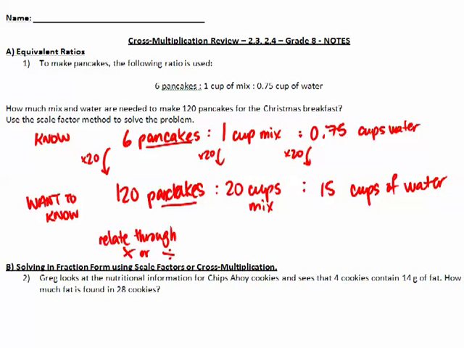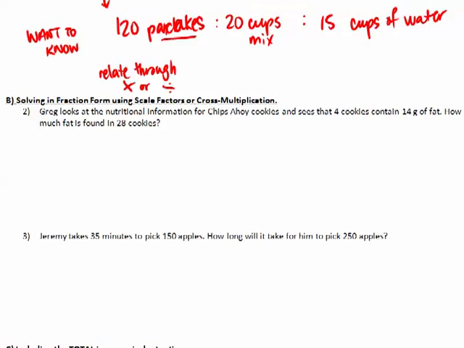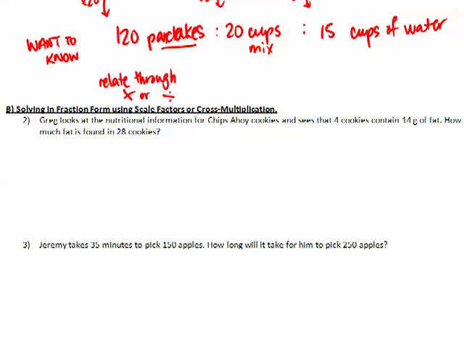So now let's look at question B. Solving in fraction form using scale factors or multiplication. So that was ratio form, letter A, where we have these colons. Instead, we can make ratios in fraction form. So Greg looks at nutritional information of Chips Ahoy and sees that 4 cookies contain 14 grams of fat. How much fat is found in 28 cookies?